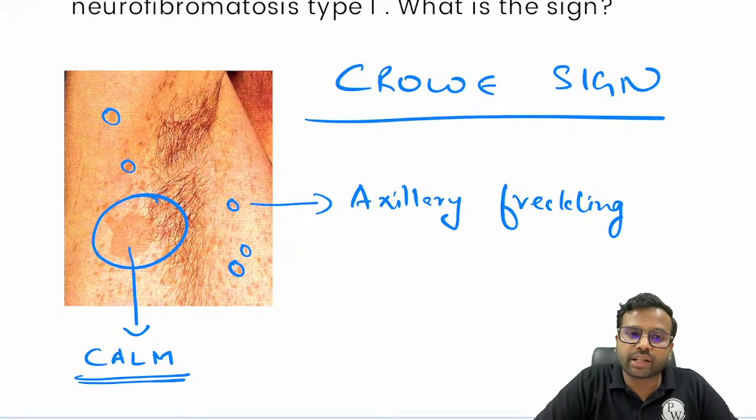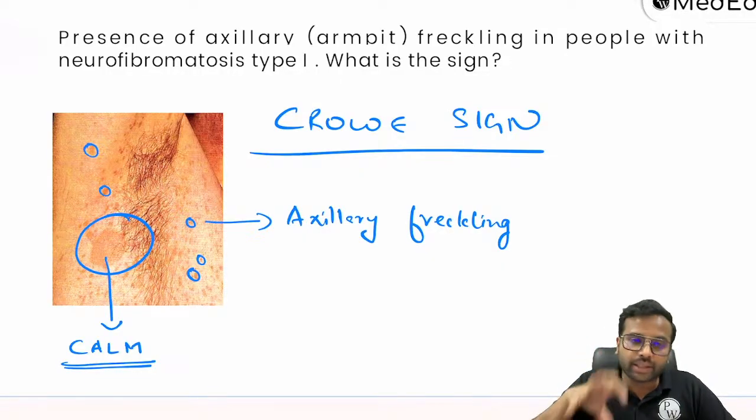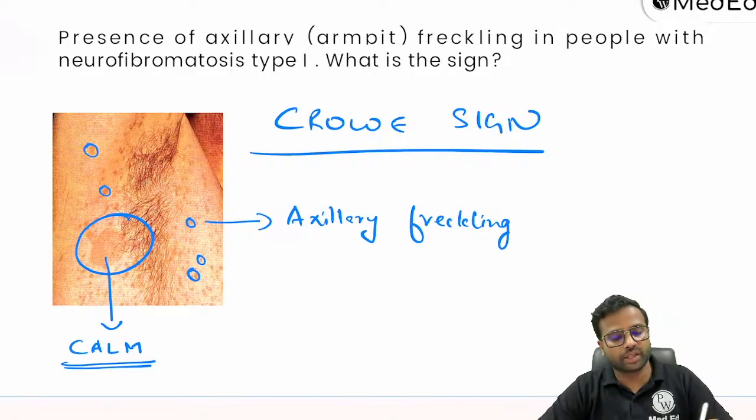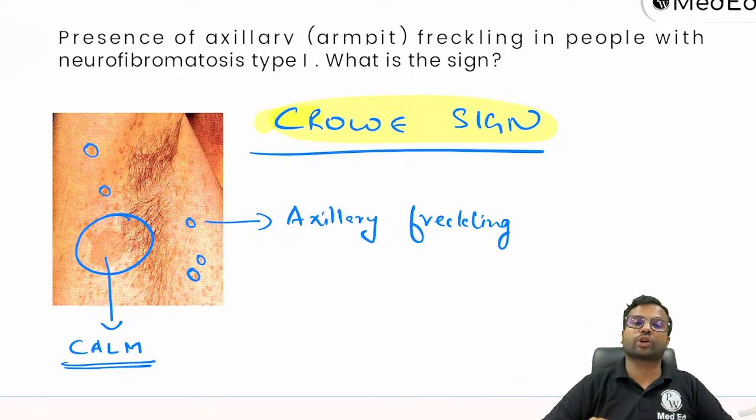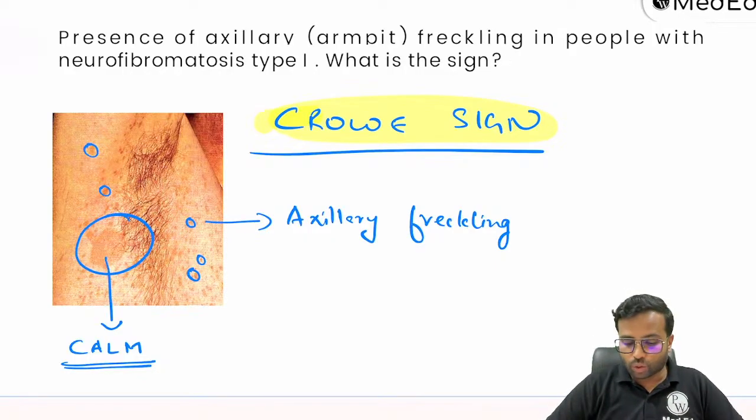So this axillary freckling, which can be seen in patients with neurofibromatosis, is considered to be the most pathognomonic feature. And this pathognomonic finding is also called by a sign, and the name of the sign is the Crowe sign.